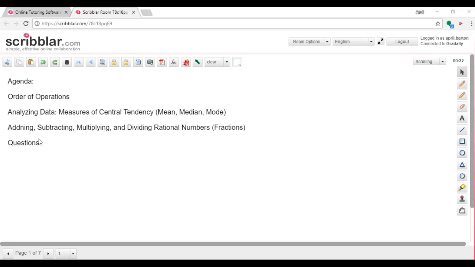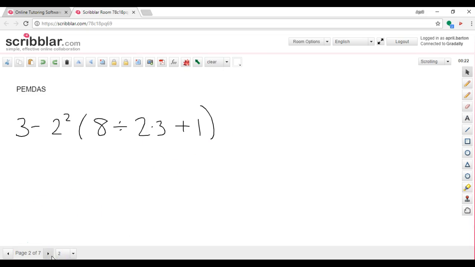So hopefully we're going to cover order of operations, analyzing data, adding, subtracting, multiplying, and dividing rational numbers. So order of operations. You'll often see this word PEMDAS.